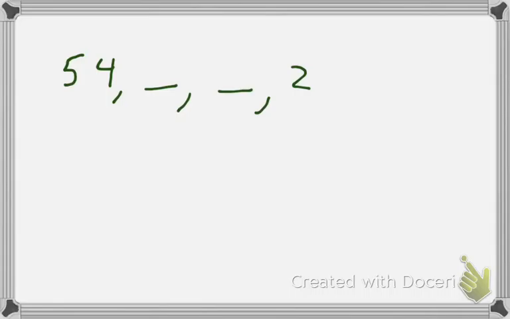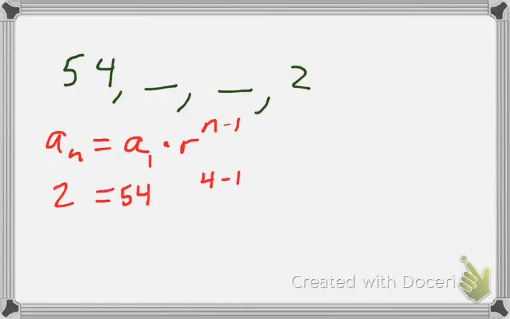So the formula is a sub n equals a sub 1 times r to the n minus 1. And we need to put in a sub n, a sub 1, and n, just like we did last week when we were doing these with arithmetic. So when we put those in, we get that. A sub n, the last term, is 2. A sub 1, the first term, is 54. And n is 4.